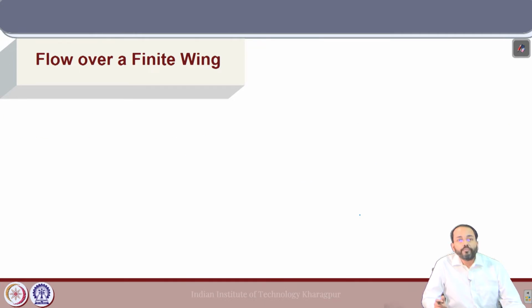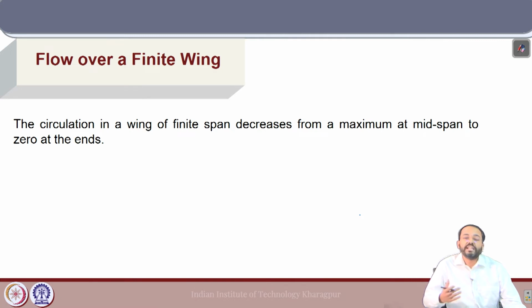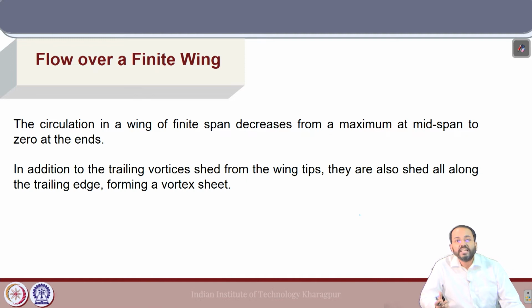Okay. Now, if we try to look into the flow, the circulation distribution over the finite wing is not constant. The circulation distribution on a finite wing is highest at the center of the span, that is at mid span, and gradually reduces to the value of 0 at the two ends. Due to that, additional trailing vortices will be shed throughout the trailing edge, because the two trailing vortices from the wing tips will be shed because the foil ends in the fluid at those points, and because of the circulation distribution which is not uniform, the trailing vortices will be shed throughout the trailing edge of the finite wing.